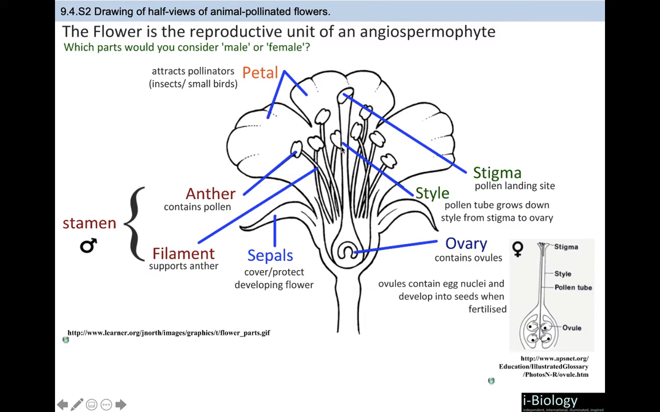And just going back, this whole part right here is the female part, and this is generally called the pistil. So the female part is called the pistil. Once again, this is a diagram that you could see in paper 1, or it could be a diagram that you would have to label in paper 2.